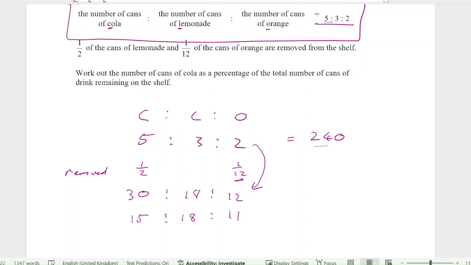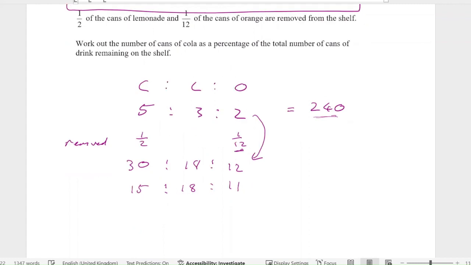I'm thinking I don't actually need this 240. Now it says, work out the number of cans as a percentage of the total. So I don't think I really need that. If I look, now my ratio has got 15 plus 19 plus 11. So my ratio has got, and I might come back and alter this method shortly.